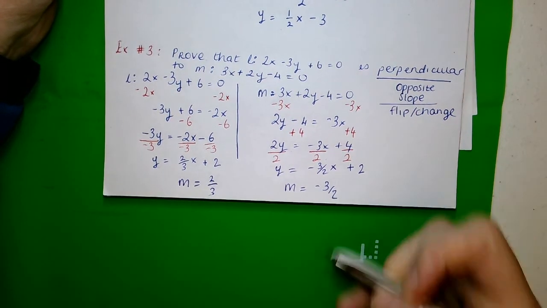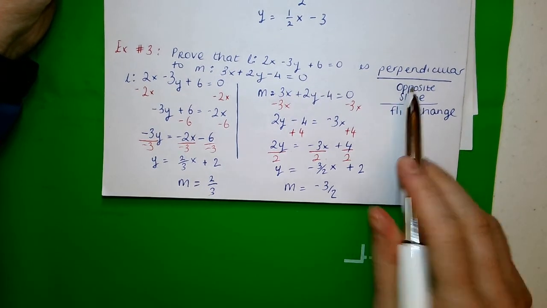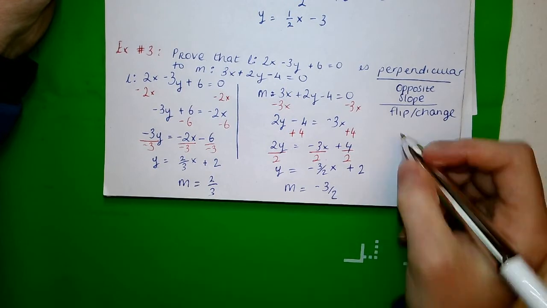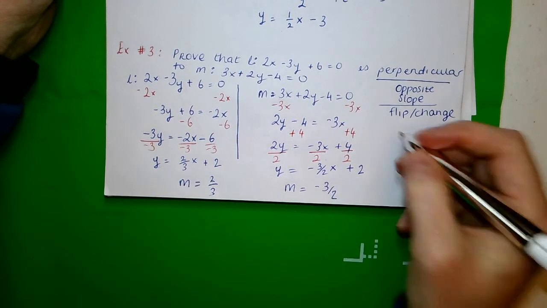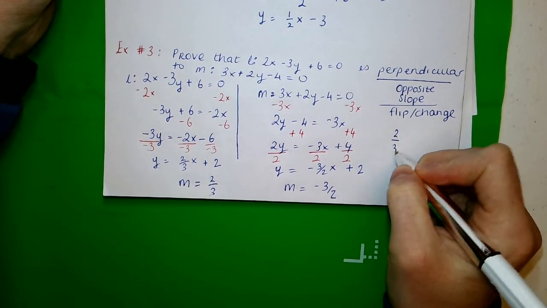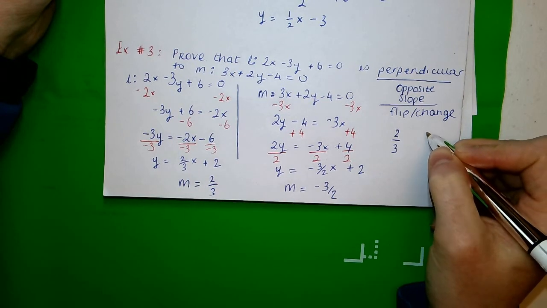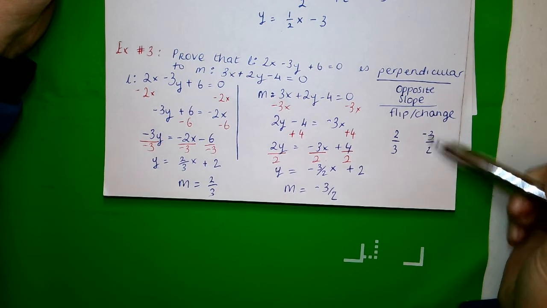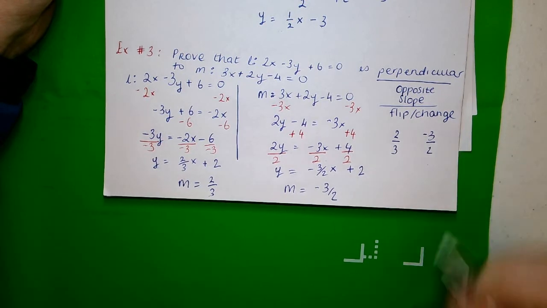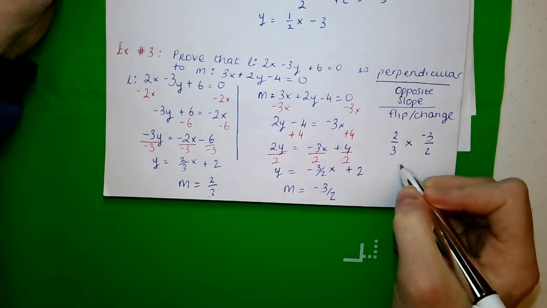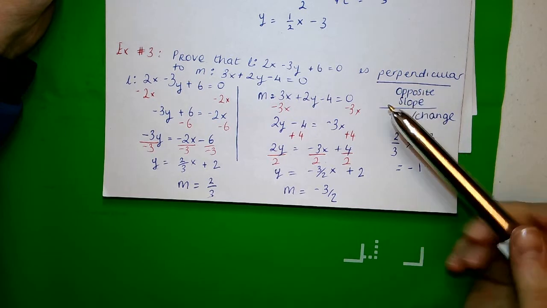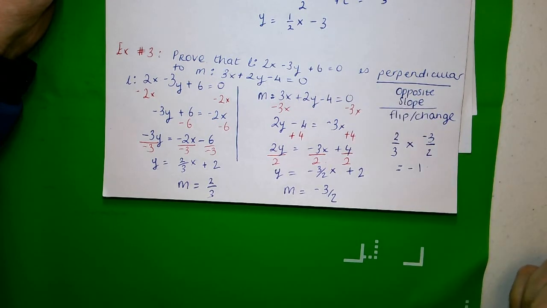So, in order to show the slopes are opposite, our answer should be equal to minus 1 when we multiply them together. So you can see that the slope of L is 2 over 3, and the slope of M is minus 3 over 2, they're flipped and they're different signs, okay? But if we can show that when you multiply those together, your answer should be minus 1, and that is the case. So we have actually proven that these two lines are perpendicular.